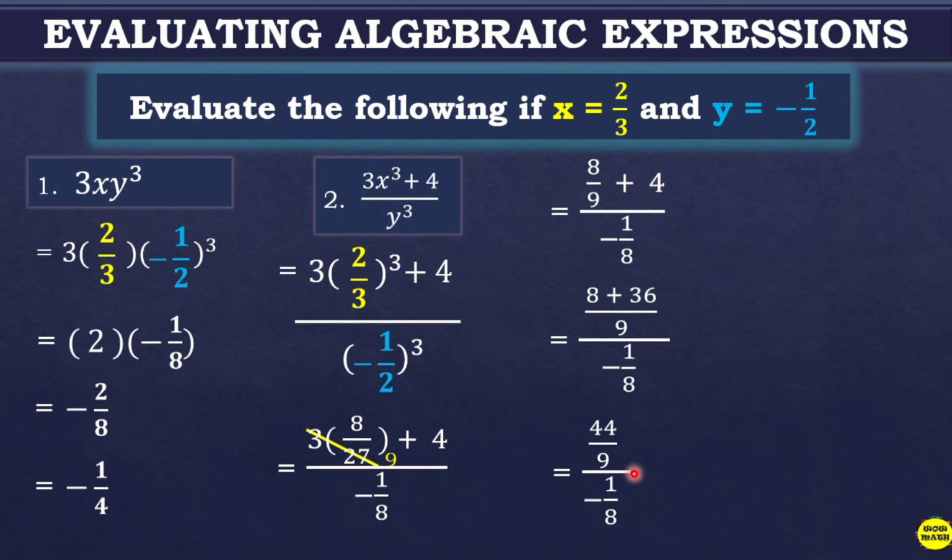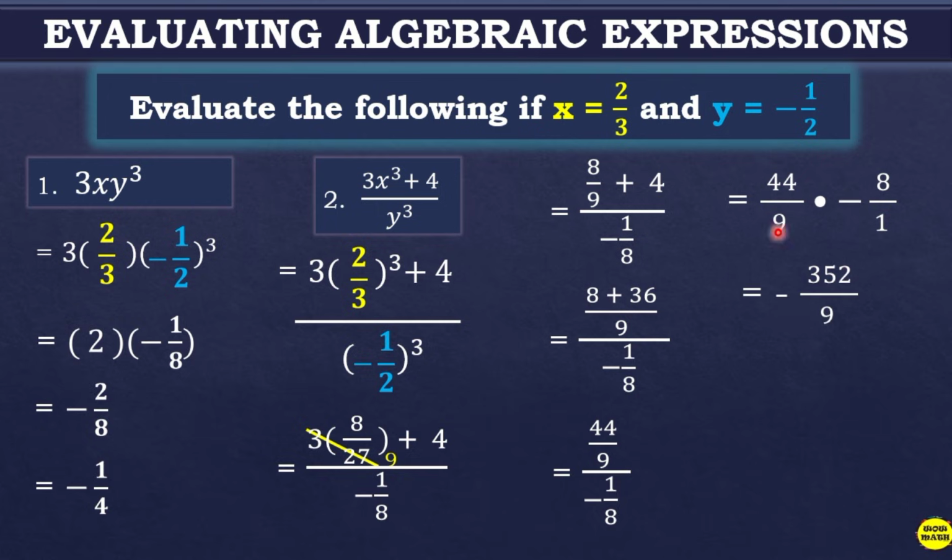Divided by negative 1 over 8. Now, when we are dividing fractions, we are getting the reciprocal of our denominator. So, 44 divided by 9, and then reciprocal ng denominator natin, so negative 8 over 1 yun. And then, proceed to multiplication. Okay? So, kapag nagdi-divide tayo ng fraction, kunin yung reciprocal ng denominator and then proceed to multiplication. Okay. So, 44 times 8, that is 352. 9 times 1, that is 9.